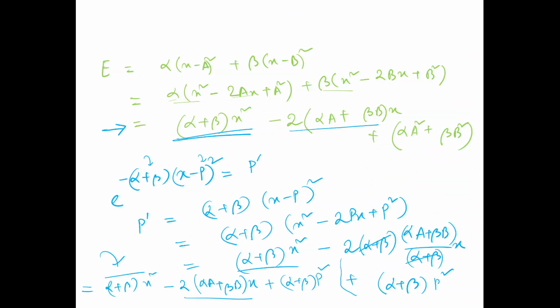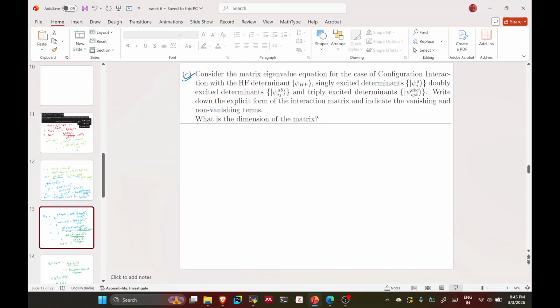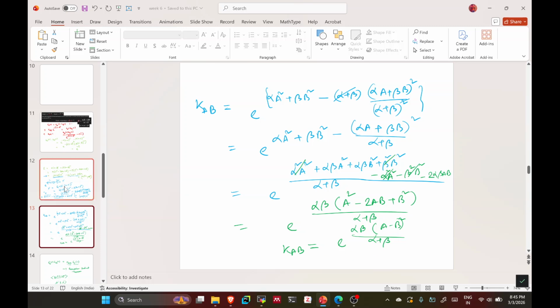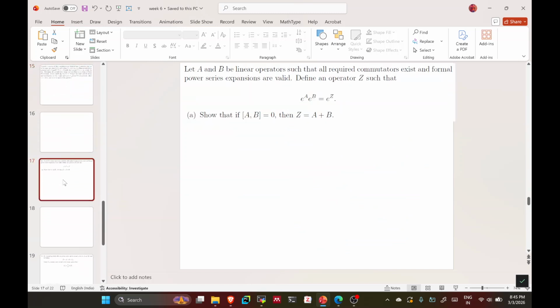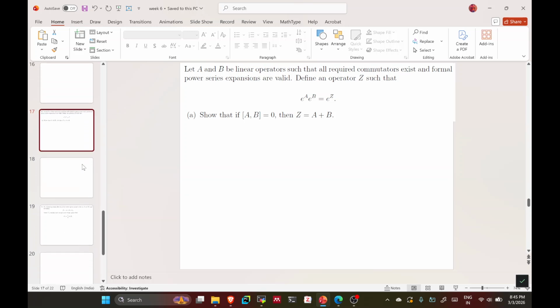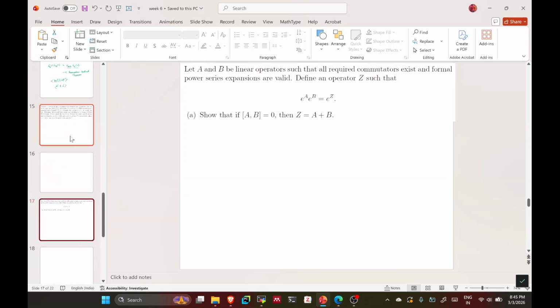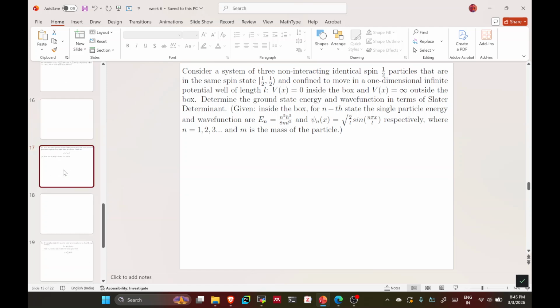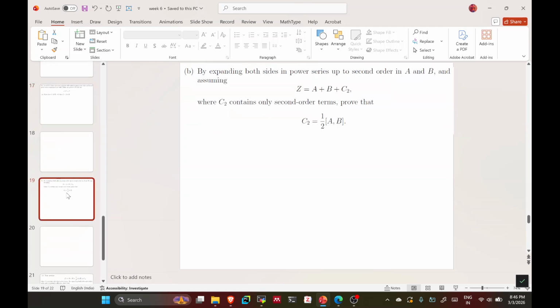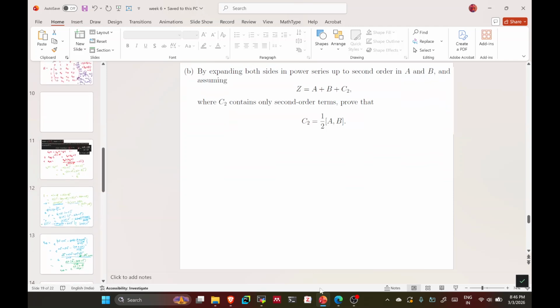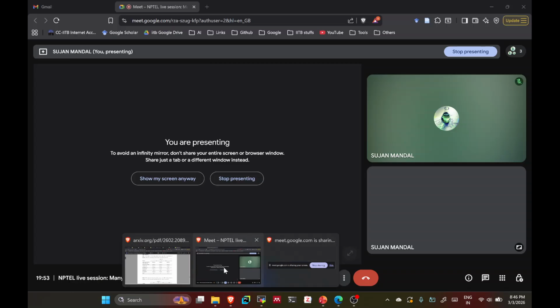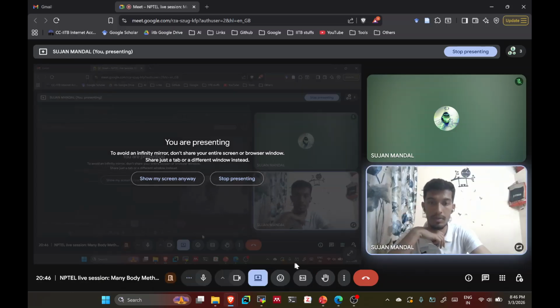Now we have already proved the Gaussian product theorem. There are some other problems. It will take some time, so maybe it will also be lengthy. So I request you to try to solve this problem at home, and in the next class we will solve this problem, right? Okay, thank you.